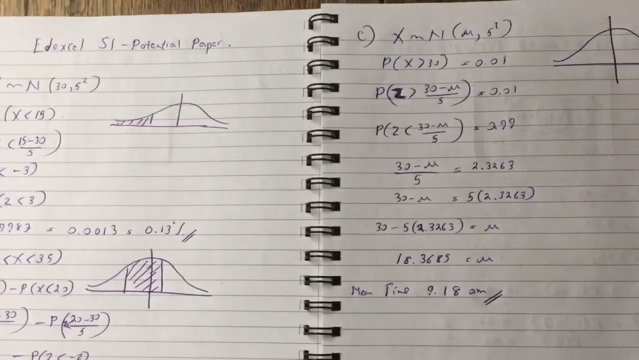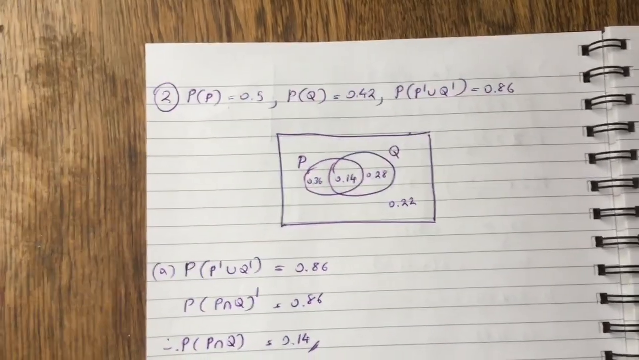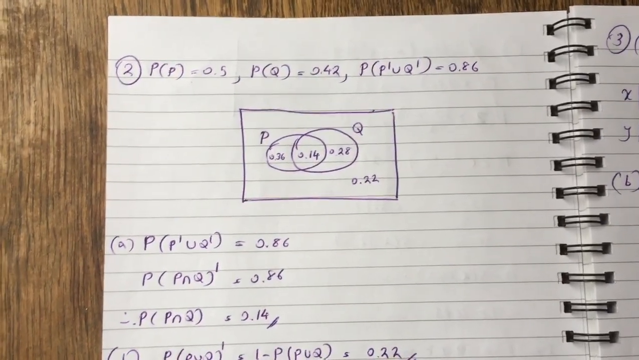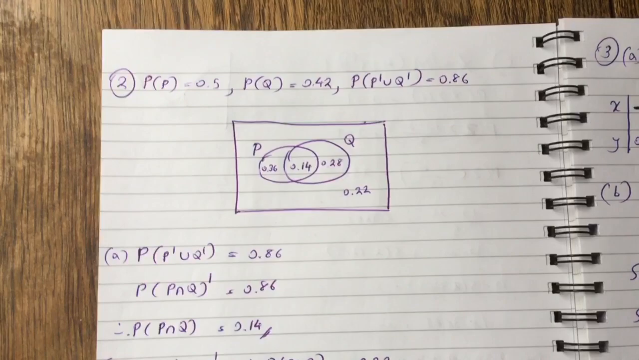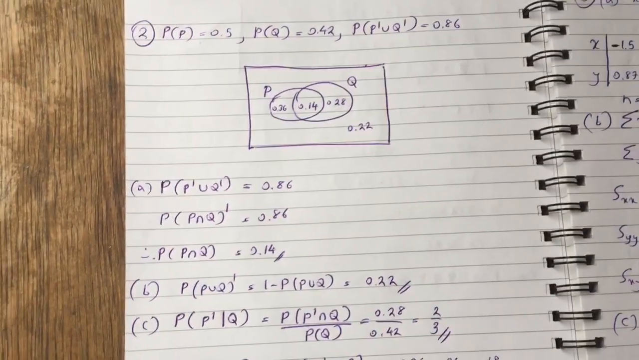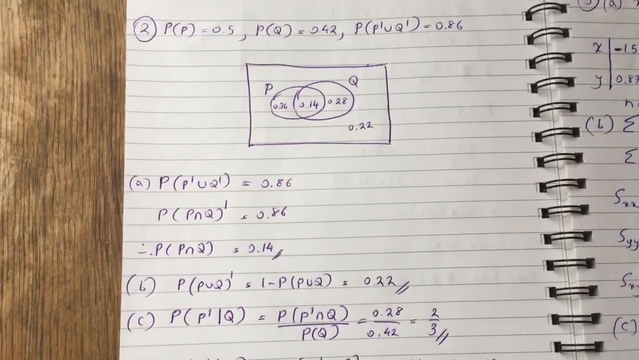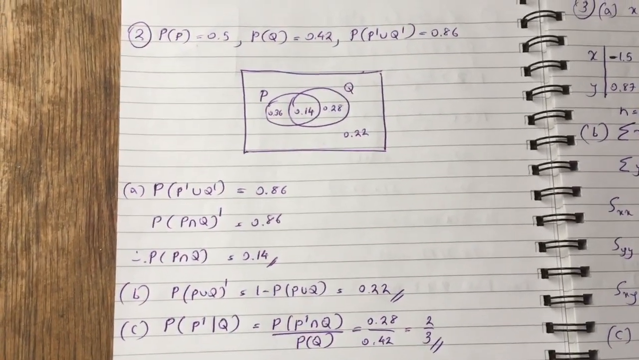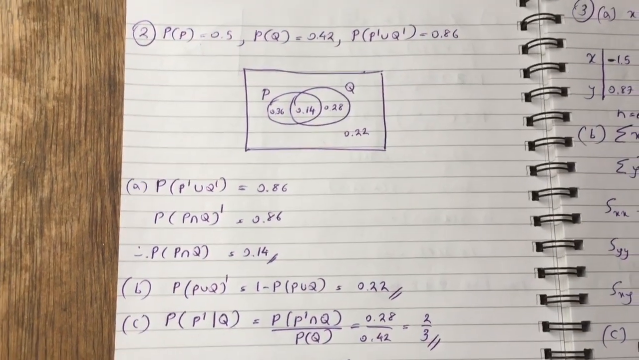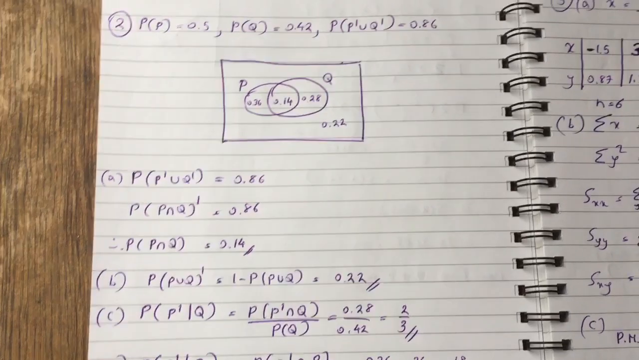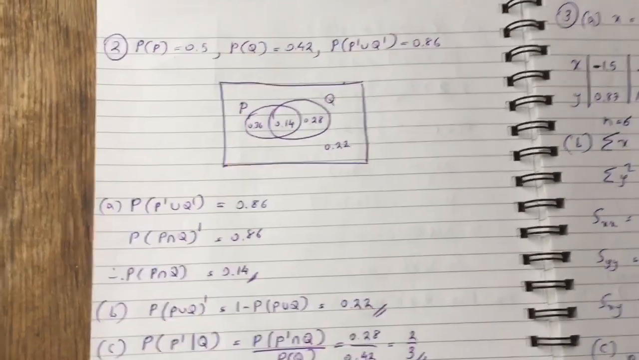Now question 2. We have the probability of P is 0.5, the probability of Q is 0.42, and the probability of P dash union Q dash is 0.86. I've drawn a Venn diagram here. The probability of P dash union Q dash is the same as the probability of (P and Q) all dash, which is 0.86. So that means the probability of P and Q is 0.14. From that you can complete the Venn diagram.